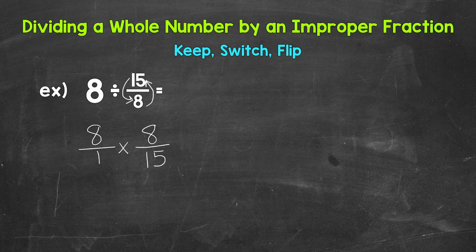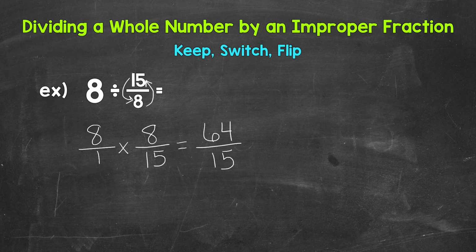Now we can multiply straight across. Let's start with the numerators. 8 times 8 is 64. Now for the denominators. 1 times 15 is 15. So we get 64/15. And that is our answer, but it's an improper fraction.